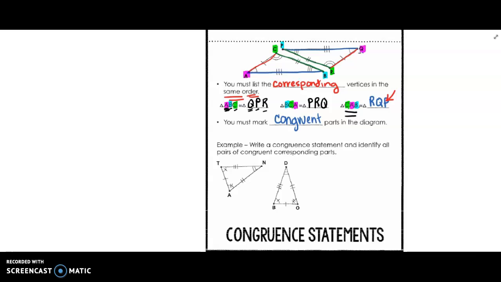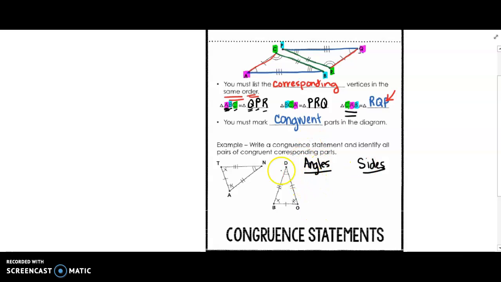All right, now let's remember down here that congruent statements, we identify all pairs of congruent corresponding parts, so that means that all angles are congruent, along with all pairs of sides are congruent. Okay, so what I want you to do here, and I'll do one with you, is go through and write all the congruent angles and all the congruent sides.